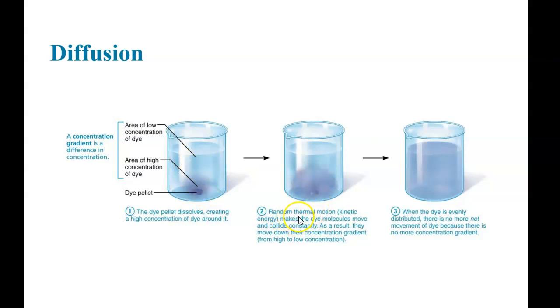So due to random thermal motion, which is kinetic energy, this makes the dye molecules move and collide constantly. So this is going to result in the dye molecules moving down their concentration gradient. So the concentration is going to be higher around here, but just due to random thermal motion, it's going to cause those dye molecules to move down their concentration gradient. So they'll move from a high concentration to a lower concentration until eventually it's evenly distributed, and then there's no more net movement of dye.